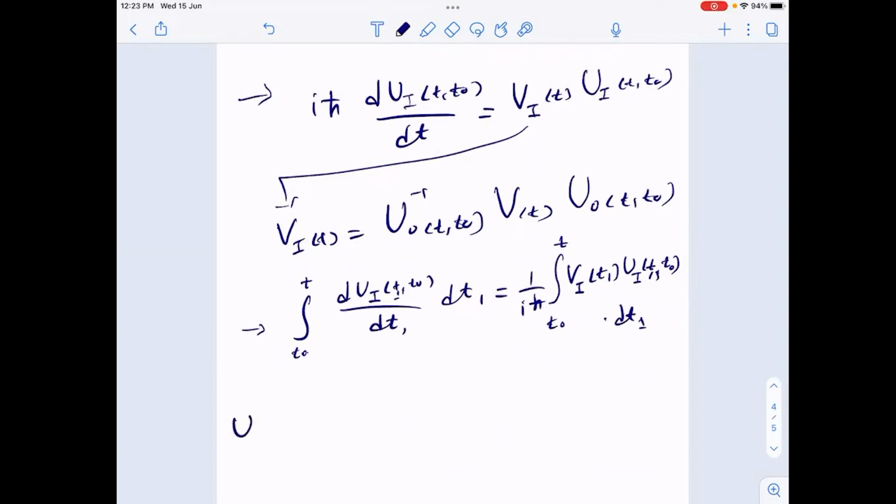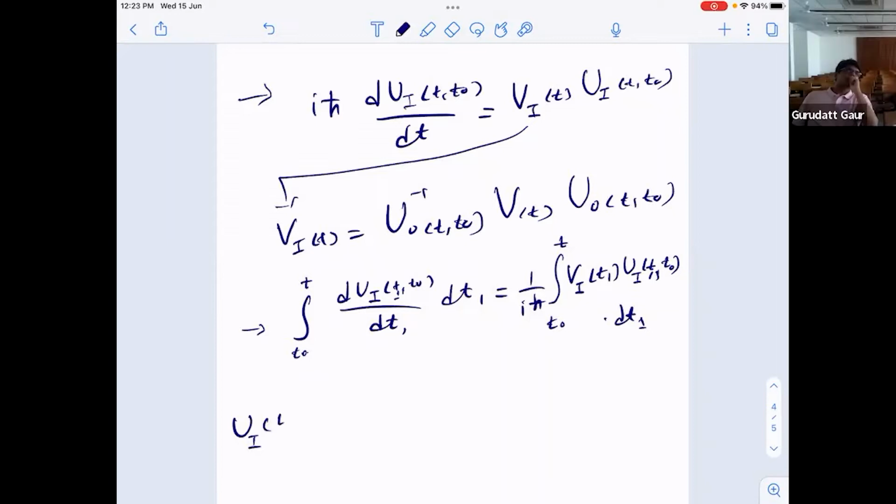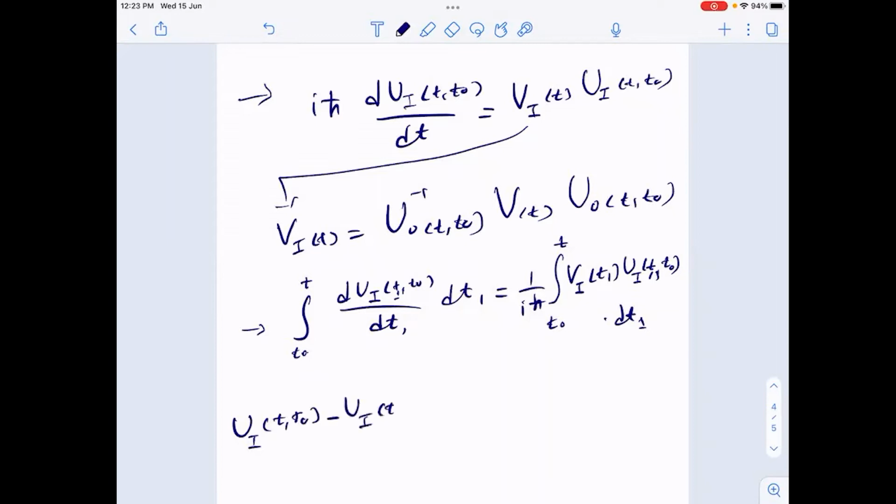In the interaction picture, when you move from T0 to T, what is varying? Your T1 is varying, right? So that's why I have used T1 and T2. That will be helpful to avoid the confusion. So yes, T0 minus, exactly. It will be T0, T0.